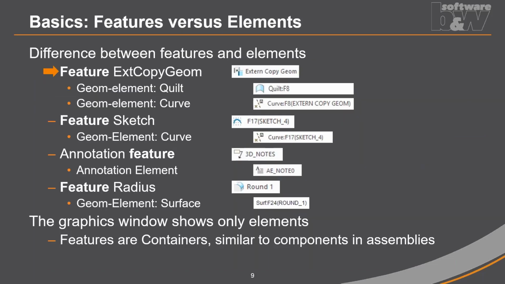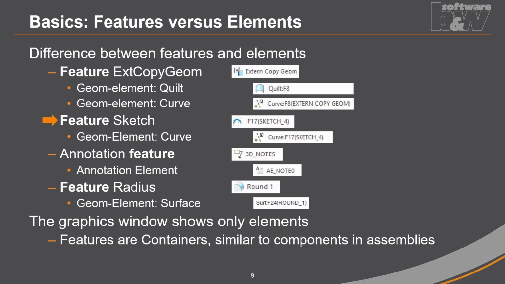From there, I just want to explain the difference between a feature and a geometry element. This is easy to explain, for example, with an external copy geom feature, because if I talk to you and look at this external copy geom feature, you wouldn't know what it looks like. What you're seeing in the graphics area are the geometry elements, the quilts, the curves, datum curves, and so on. Same is for sketches.